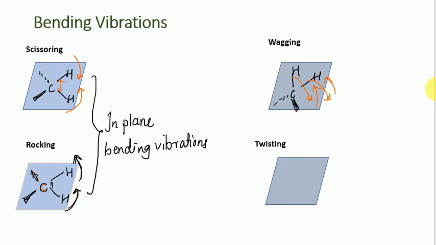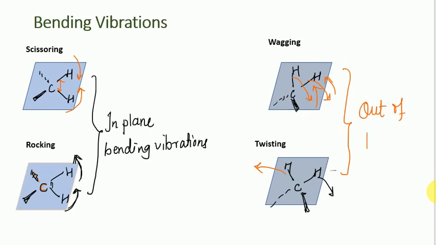Then twisting. In twisting, the two bonded atoms are like this: one atom comes forward and the other atom goes back. That is twisting. It is like a cross, where one bond comes forward and another goes back. So the bond angle changes here. This motion is called twisting, and it is another kind of bending vibration. In wagging and twisting, the bonds come out of the plane, so these two vibrations are called out-of-plane vibrations.